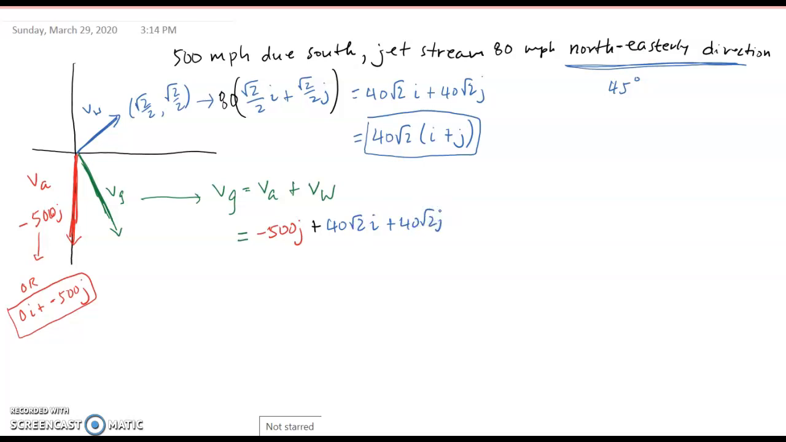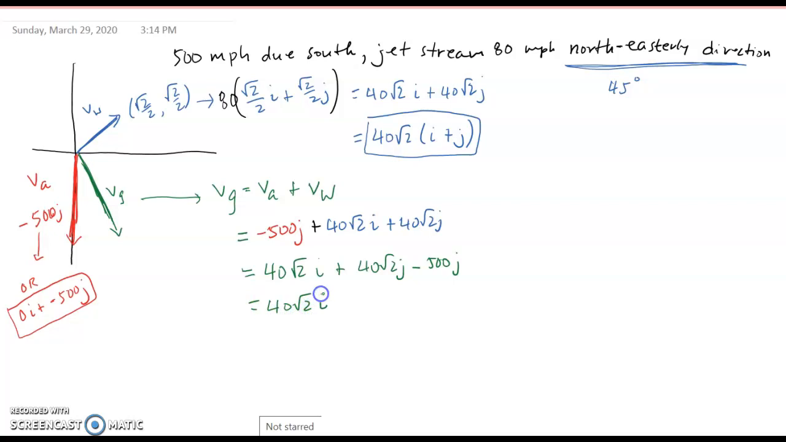Okay, so when we combine like terms, well, in some sense, we're just going to simply move things around, right? Because we can't actually add the negative 500 and the 40 root 2, but we are going to write them together, right? So this is 40 root 2 i, plus, and I guess I'll kind of drag it out here a little bit. This would be 40 root 2 j minus 500j.